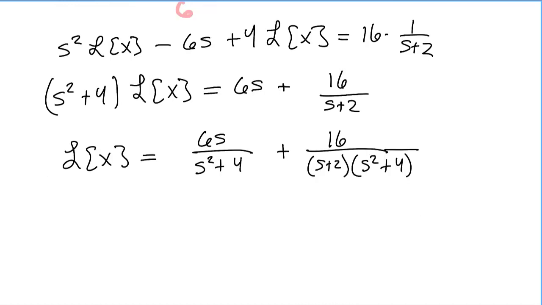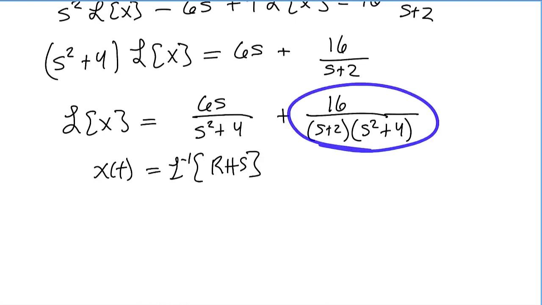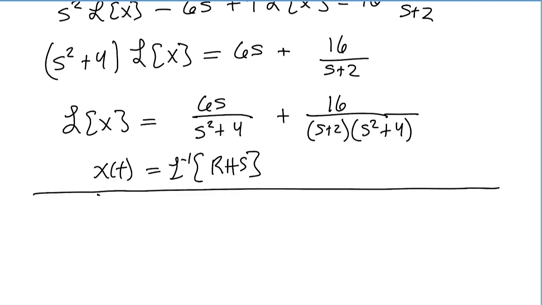All right. Okay. Now, what we would want to do is get x of t. And to do that, we would do the Laplace inverse of the right-hand side, right? That's the goal. But in order to do that, we have to apply our partial fractions decomposition to this term right here. So sort of as an aside, let's figure out 16 over (s plus 2)(s squared plus 4).